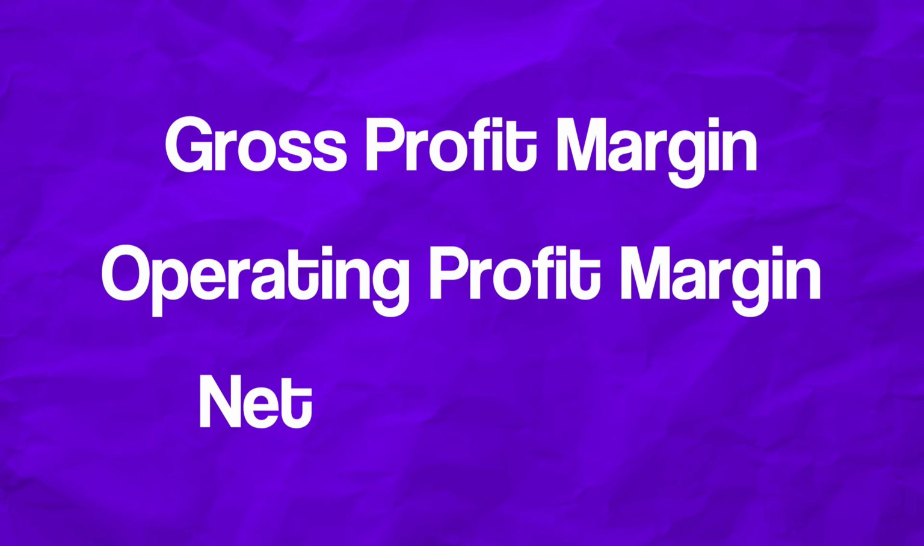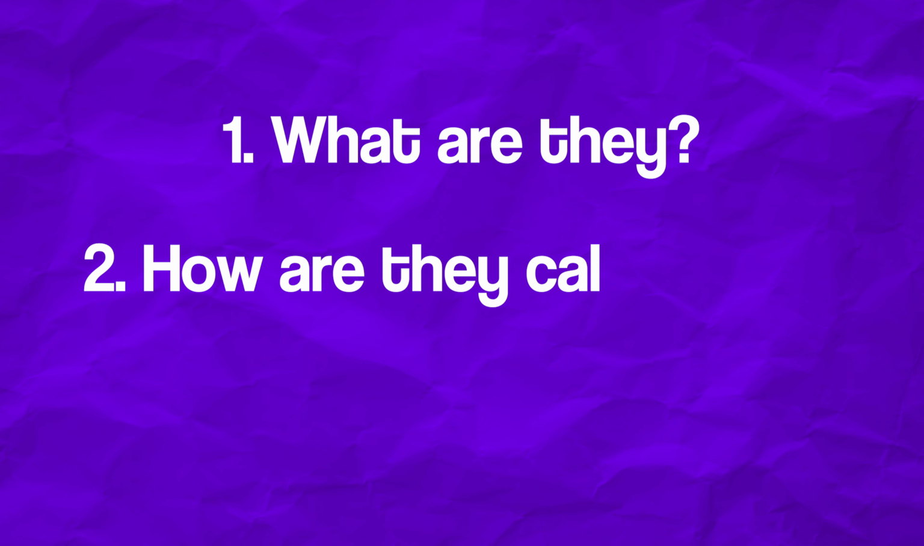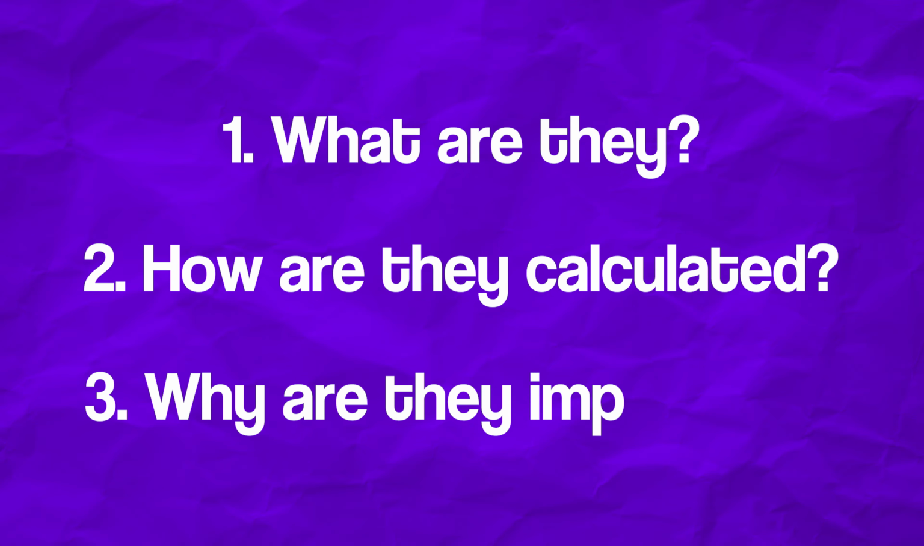There are three types of profit margin: gross profit margin, operating profit margin, and net profit margin. In this video, I'm going to tell you what they are, how they're calculated, and why they're very important if you're trying to run a successful business.